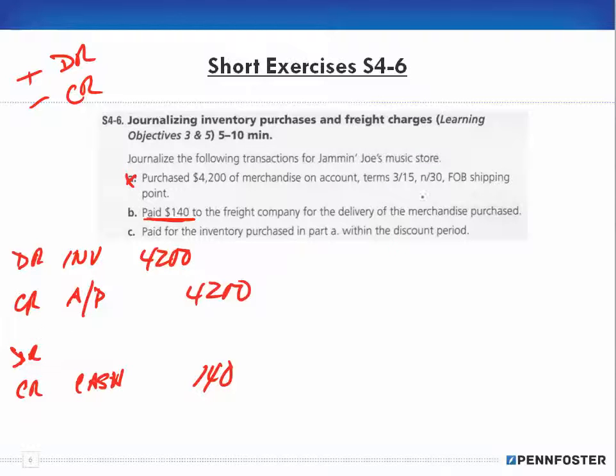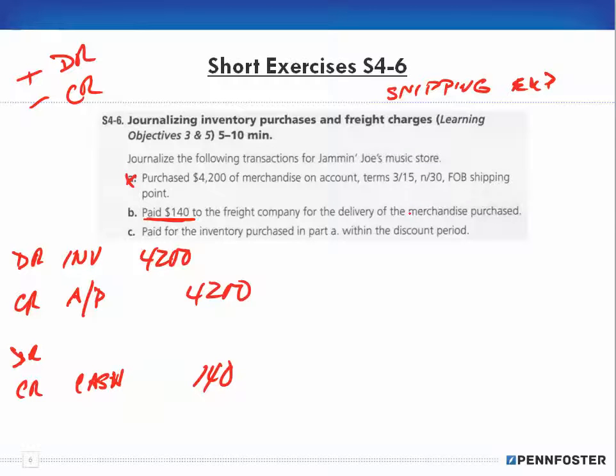Well, what am I debiting? I'm paying 140 to the freight company for the delivery of the merchandise purchased. Now, here's the rub. Some people will try to say, well, that's an expense. They might have an expense account called shipping expense, right? The reason why, and this goes back to how to make a journal entry, in my thought process I think, okay, I credit my cash, so I have to debit something else. Well, what am I going to debit? Am I going to debit an asset, a liability, equity, revenue, or an expense account?